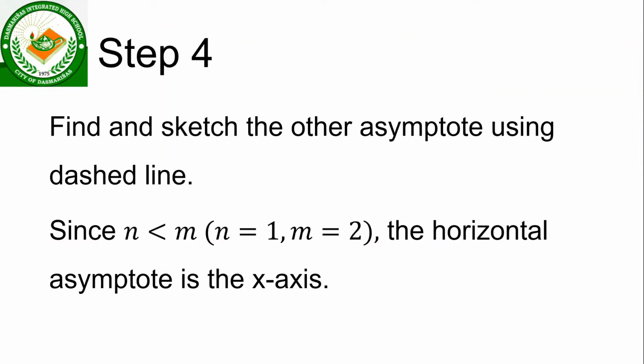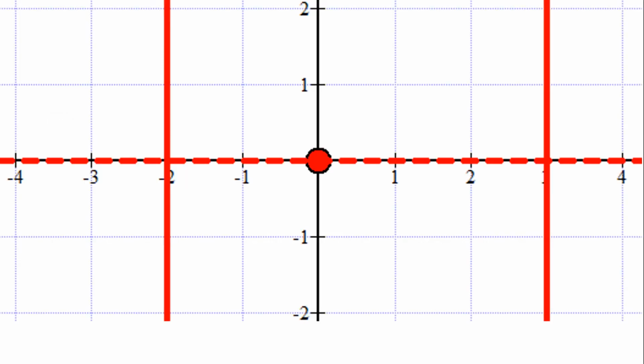For our step number 4, we have to find and sketch the other asymptote using a dashed line. Since the degree of the numerator n, which is equal to 1, is less than the degree of the denominator m, which is equal to 2, therefore the horizontal asymptote is the x-axis. For those who will ask me, sir, why did you arrive at that conclusion? We already discussed this in the first part of the video. If the degree of the numerator is less than the degree of the denominator, we have this conclusion. So plotting the horizontal asymptote, we have a broken line on the x-axis. It tells us that the x-axis is a horizontal asymptote.